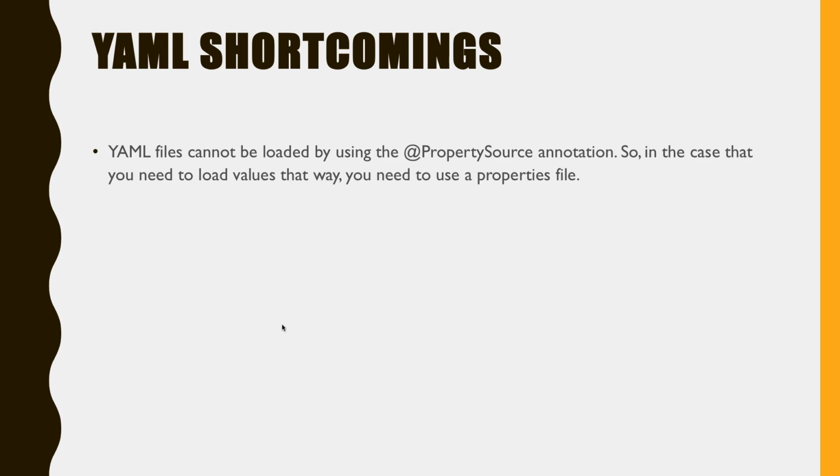So what are the shortcomings of the YAML file? If you want to use the PropertySource annotation, where you want to refer to a specific property from an external source or internal source within the classpath, then YAML is not the right option. There you have to use a properties file. Apart from that, YAML supports every other feature the way properties do, and in a more convenient way actually. So let's run through a sample project and understand how YAML works.